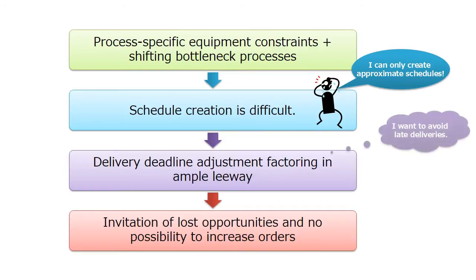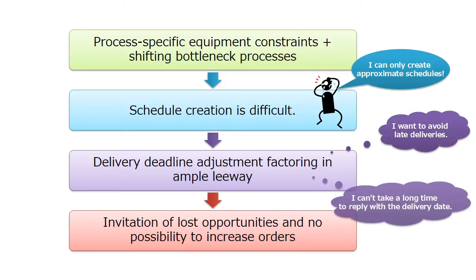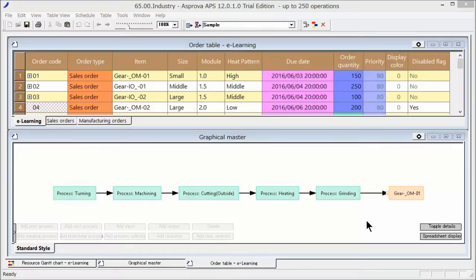As delivery delays must be avoided, gear manufacturers have no choice but to accept only orders with ample delivery time. However, this causes lost order opportunities. You can solve these problems by using a scheduler.